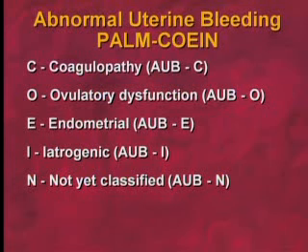The O stands for ovulatory dysfunction. We see that oftentimes with women who have PCOS. Endometrial atrophy, sometimes there are medications that can contribute to that, and Depo is one of those. Iatrogenic is introduced inadvertently by the clinician as a medical treatment or diagnostic procedure. We can see that with IUDs or with hormones like Depo as well. And the N are those that are not yet classified. They're poorly defined, they haven't been examined very well, and those are things like AV malformation or myometrial hypertrophy.